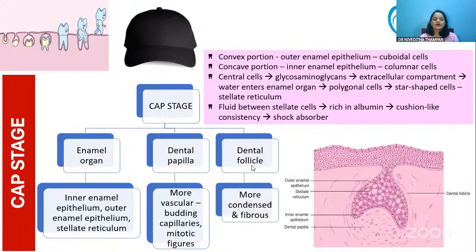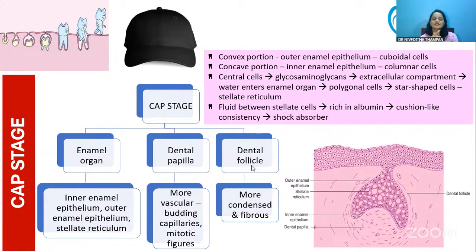Now it was bud shape, but then the cells will divide only at a particular area and will form the shape of a cap. This cap stage is really important. So many questions have been asked from this cap stage. In the cap stage, the cells in the center of the enamel organ, which were polygonal in shape, release lots of glycosaminoglycans.